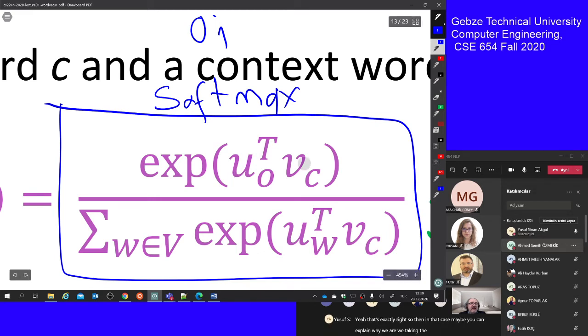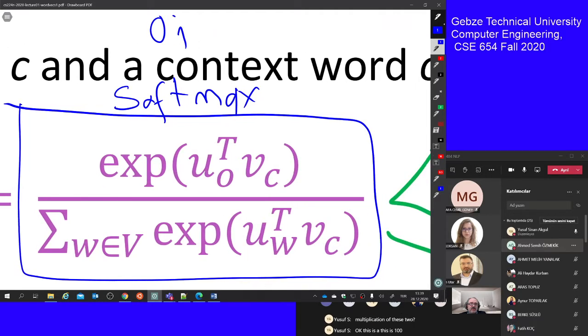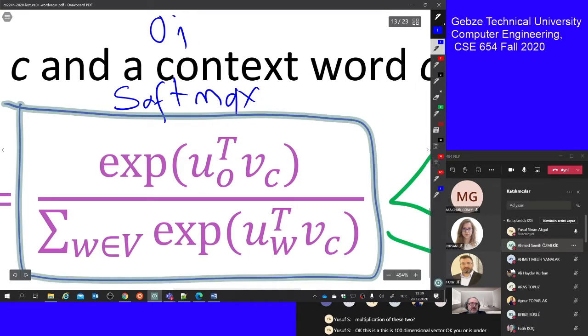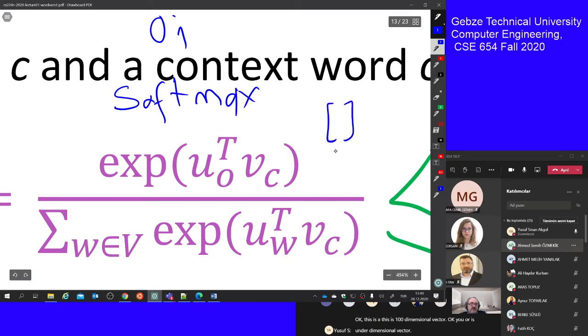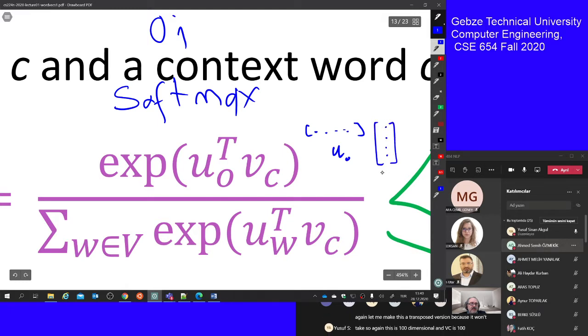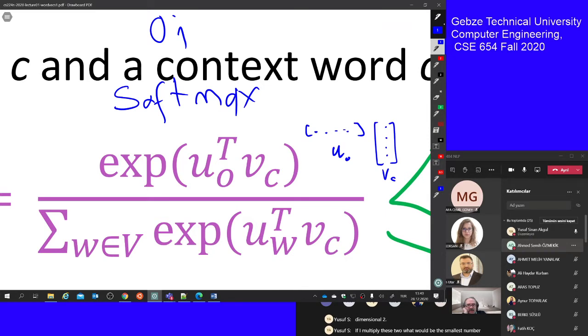So then in that case, maybe you can explain why we are taking the... So tell me, what is the multiplication of these two? This is a 100-dimensional vector, UO is a 100-dimensional vector. Let me make this a transpose version, and VC is 100-dimensional too. If I multiply these two, what would be the smallest number and the largest number out of this? Because this is a dot product, it's a scalar, okay? What is the smallest number and the largest number?